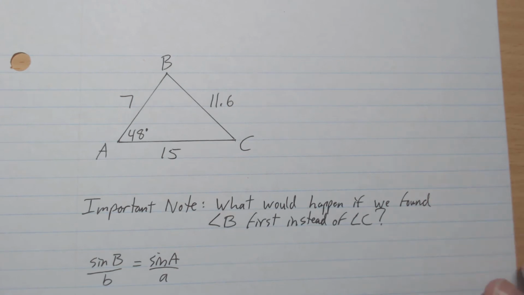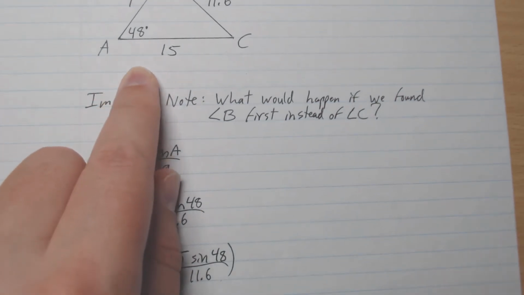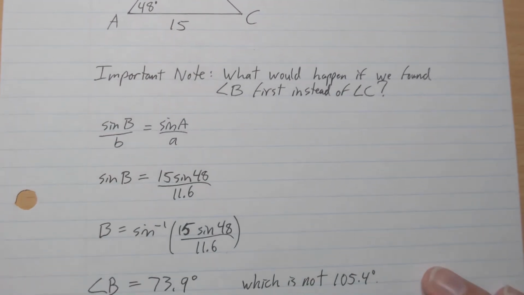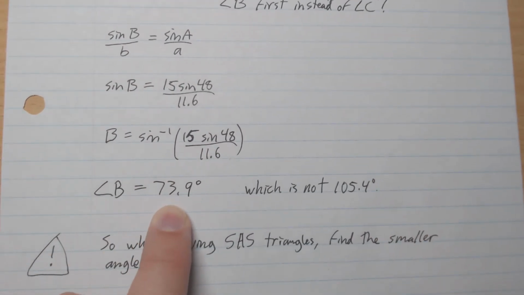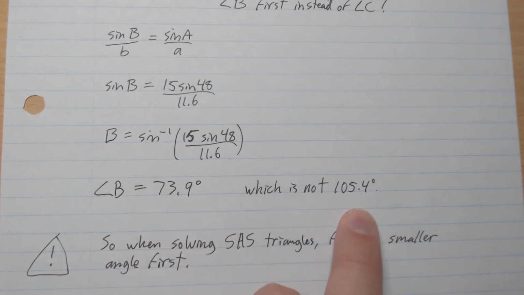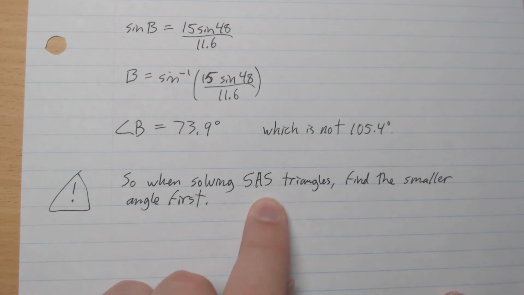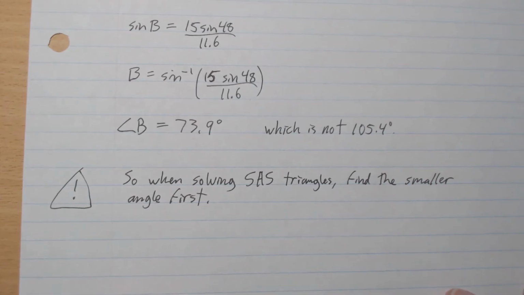Okay, same problem, just an important note here. What would happen if we found angle B first instead of angle C? Right, so we have our angle A and side A, right? And so we're going to get angle B first using our sine law. So times B to both sides, sine inverse to both sides, angle B becomes 73.9, which is not 105.4. So there's an important note here. When solving SAS triangles, right, side, angle, side, you want to find the smaller angle first.